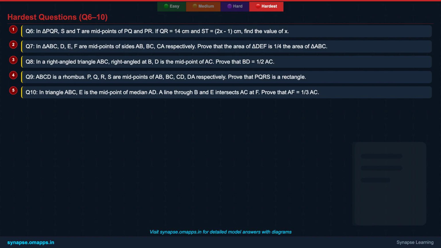Question 8. In a right-angled triangle ABC, right-angled at B, D is the midpoint of AC. Prove that BD is equal to half AC. Question 9. ABCD is a rhombus. P, Q, R, S are midpoints of AB, BC, CD, DA respectively. Prove that PQRS is a rectangle. Question 10. In triangle ABC, E is the midpoint of median AD. A line through B and E intersects AC at F. Prove that AF is equal to 1/3 AC. These problems will require deep thought and strategic application of the theorems.